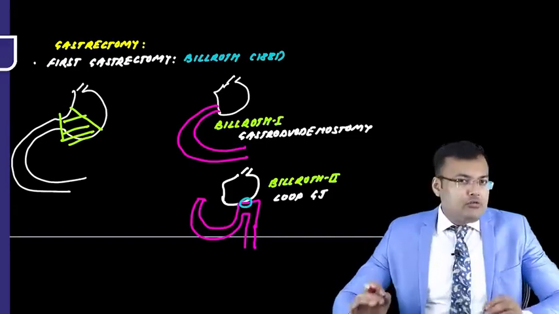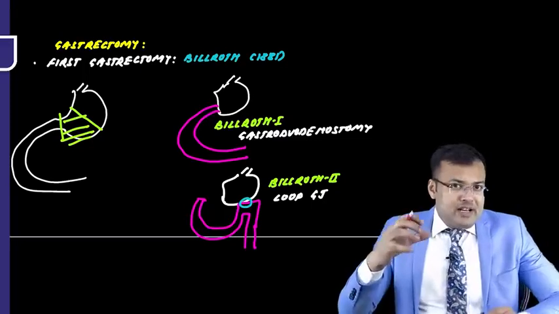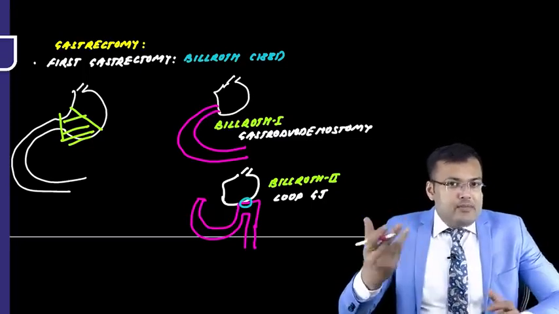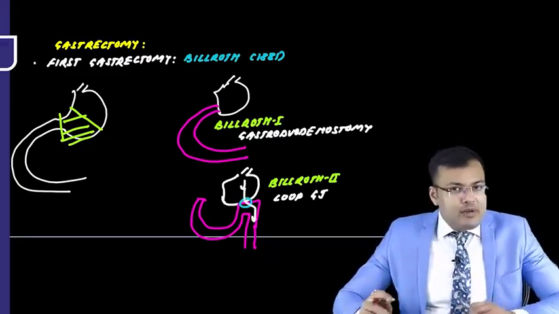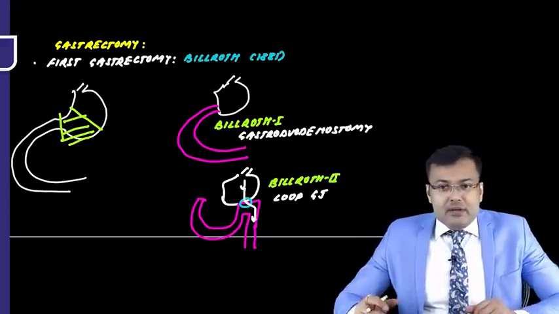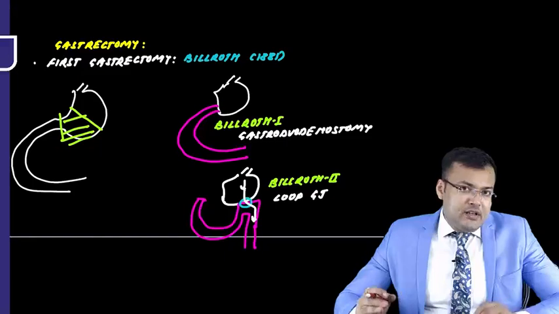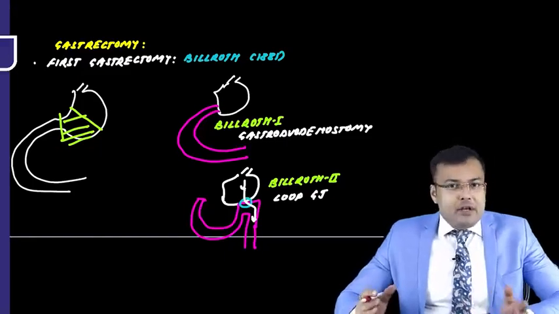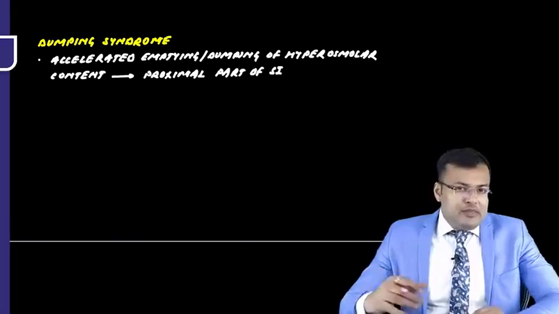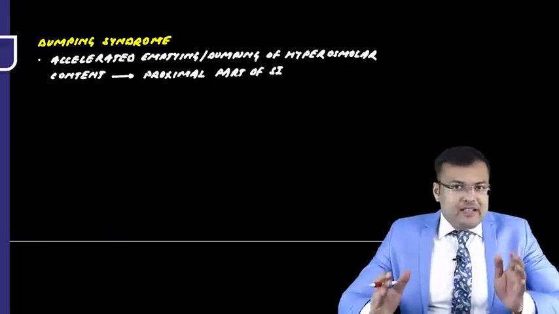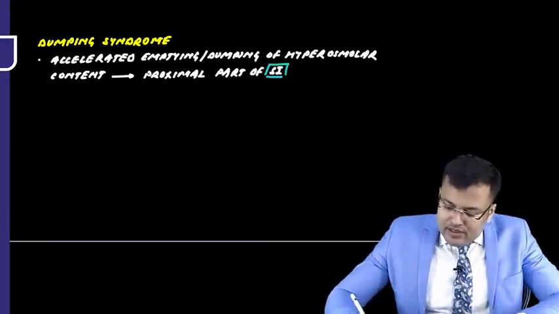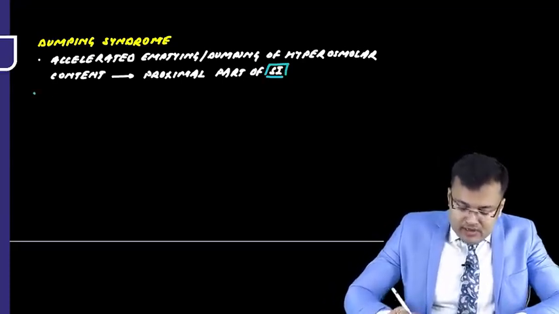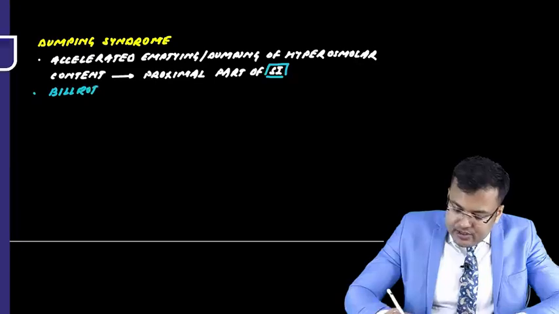So you can see Billroth 1 is more physiological because food content enters into stomach and then goes into duodenum. In Billroth 2, food enters into stomach first and later immediately it enters into jejunum. That's why most of the complications are seen in Billroth 2. So Billroth 1 is more physiological, maximum risk of complications occurs in Billroth 2. So what happens in dumping syndrome? There is a constellation of symptoms because of accelerated emptying or dumping of hyperosmolar content into the proximal part of small intestine. And we discussed it is obviously more common in Billroth 2 as compared to Billroth 1.